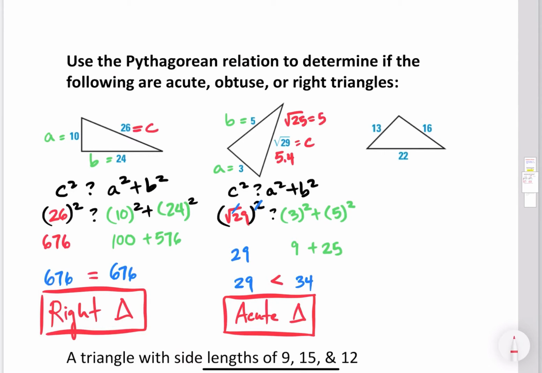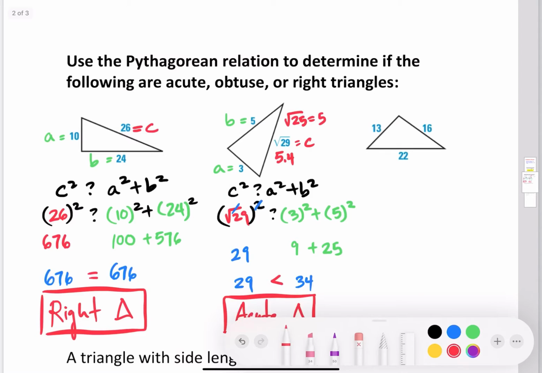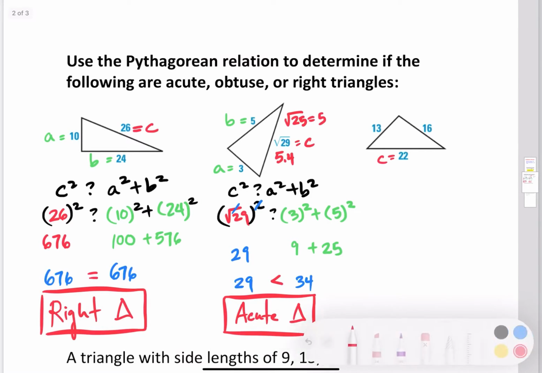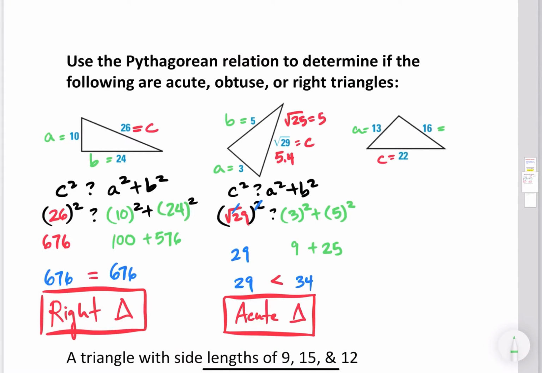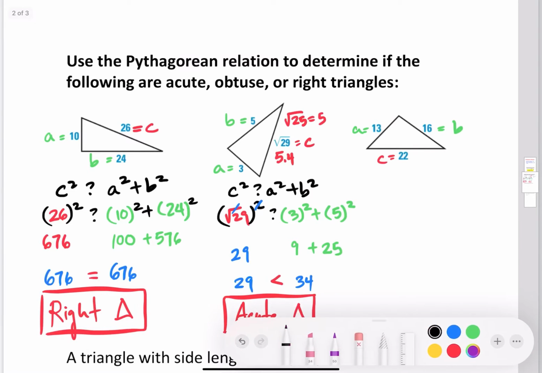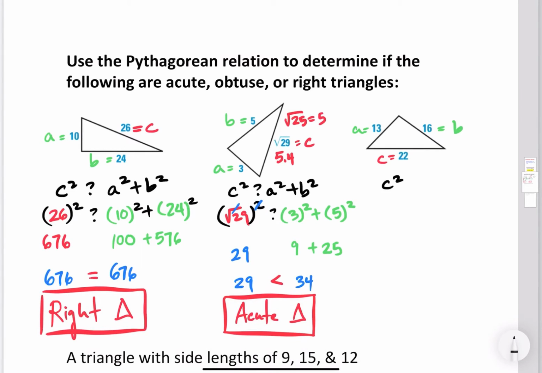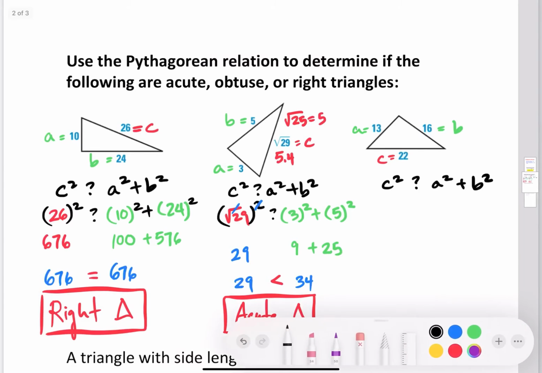All right, we got one more here on the right. And again, we want to identify that C value, and that means we're looking for that longest side. So in this particular case, the C value is going to be our 22, while the other two will be our A and our B. So I'm going to let A be our 13. I'm going to let B be the 16. So again, we're going to substitute it into our relationship of C squared is either equal to, less than, or greater than our A squared plus B squared.